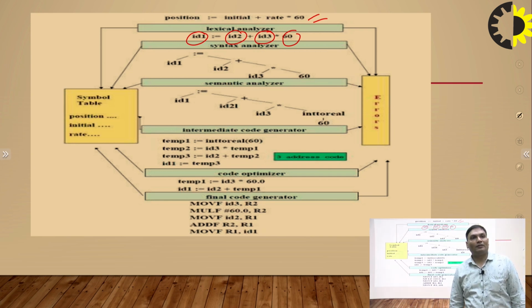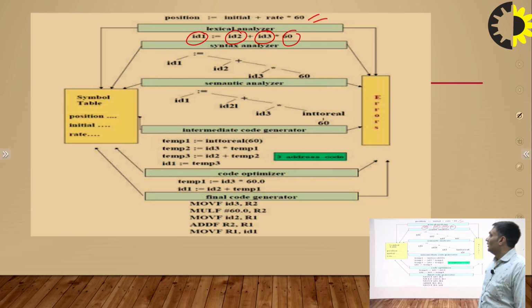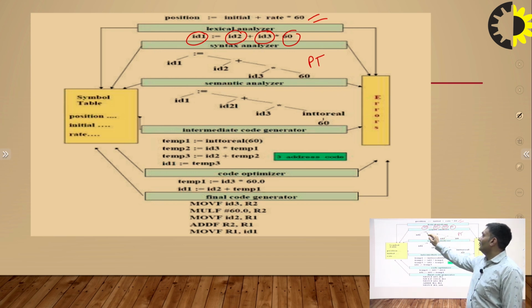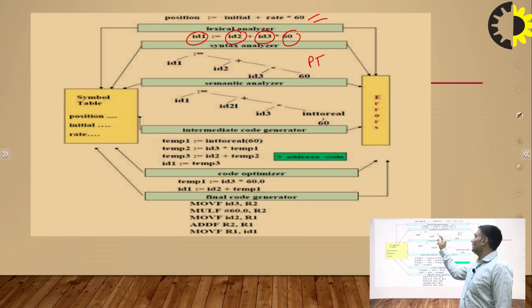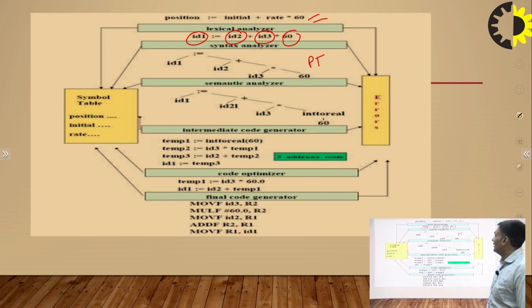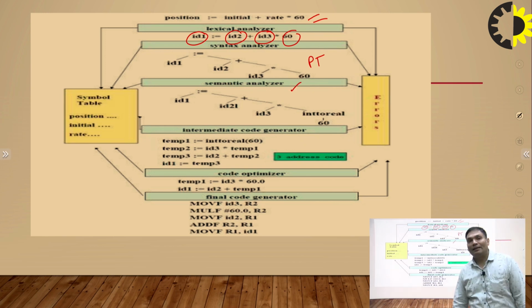Then these tokens are further utilized to generate the parse tree. You can see here the parse tree generated by the syntax analyzer. This parse tree is further annotated, or you can say decorated, and made meaningful when we pass it to the semantic analyzer.